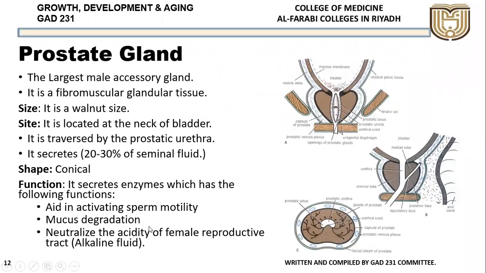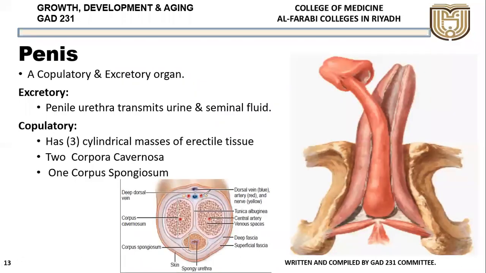Once the sperms enter the female reproductive tract, which is actually acidic, the prostate will produce a secretion which is basic in nature, and it will neutralize the acidity of the female reproductive tract. If not, the sperms will die. So this secretion neutralizes the acidity so that the sperms can stay alive. This fluid is almost alkaline in nature so that it can neutralize the acidity of the female reproductive tract.